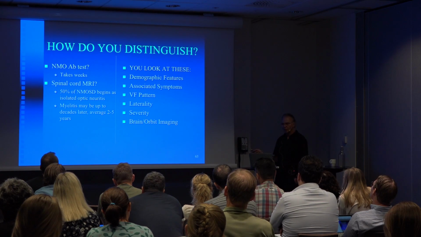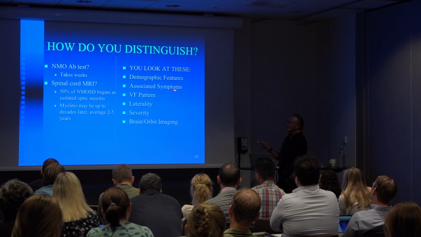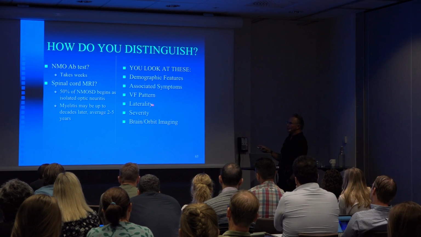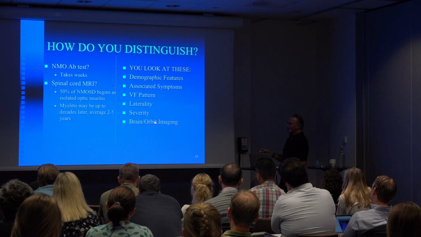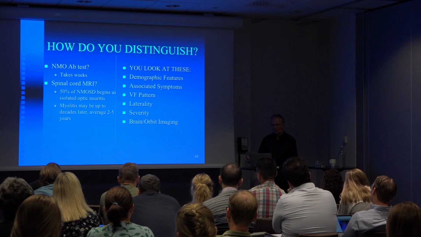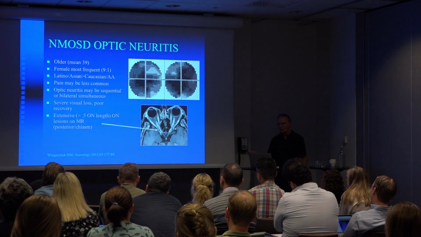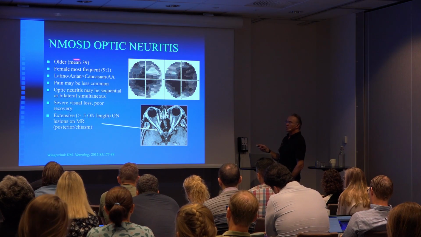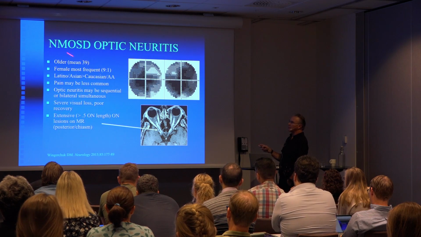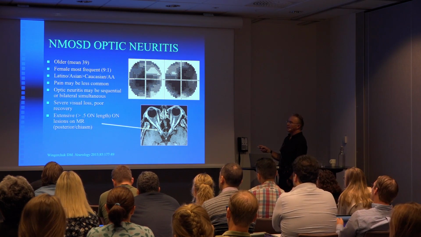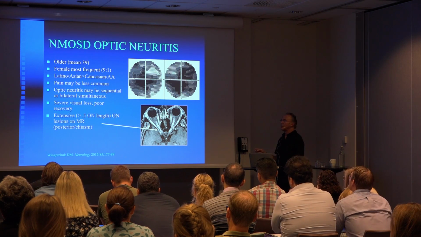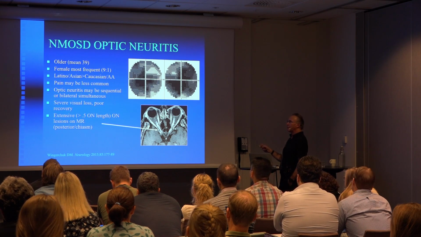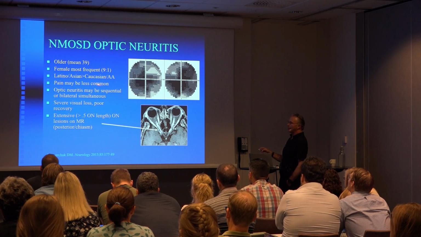So here's what you should look at to try and point you in this direction. Look at the demographic features. Look at the associated symptoms, which we mentioned a bit earlier already. The visual field pattern, whether it's one eye or both eyes, how bad it is, and what the imaging looks like. All of these things can help lean you one way or the other toward NMO. So this is typical NMO, which I showed you earlier in the talk. An older person usually, so the average is about 40 in this scenario. Females are still more common, but it is less common in Caucasians and more common in Latino and Asian patients. So a different demographic. Pain is often less common than in typical MS.